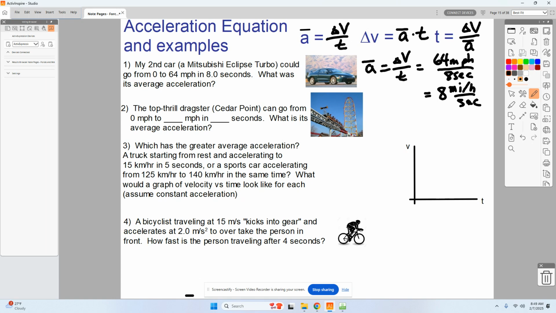I'm not sure. Anyways, what's thrilling about it is that it could change its speed really quickly. So it could go 0 to 120.